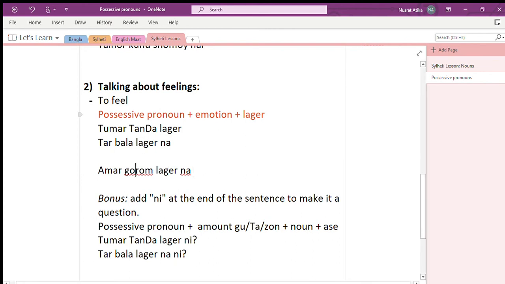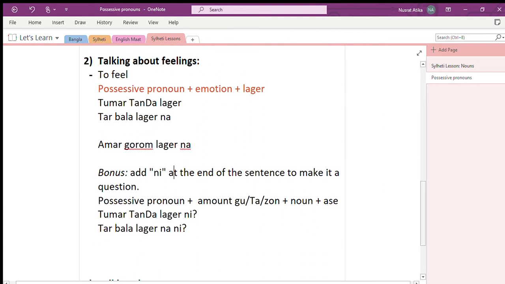Anyway, hope this makes sense. Again, if you don't understand anything, comment and I'll try to help. And a bonus to this is if you get this structure, you can easily manipulate this to create a question. All you have to do is add a ni at the end of the sentence to make it a question. So possessive pronoun, and the amount, and then the suffix.